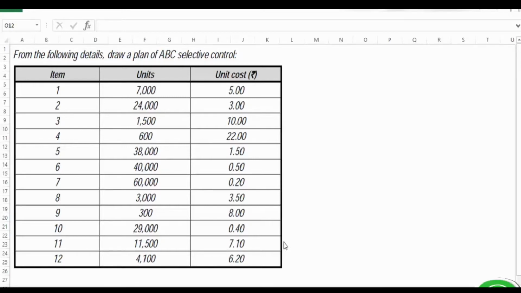It's a kind of discriminating or selective control where all inventories are not given equal treatment. That is, inventories are going to be classified on the basis of the investment, on the basis of usage, then control will be exercised. Okay, so what we'll do, we'll prepare a table.